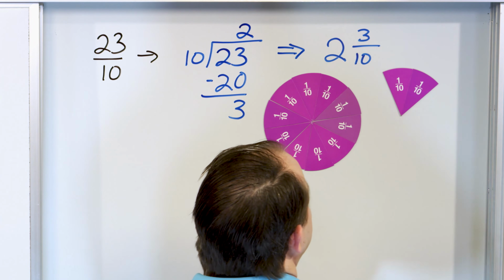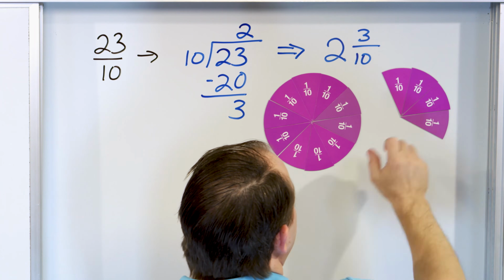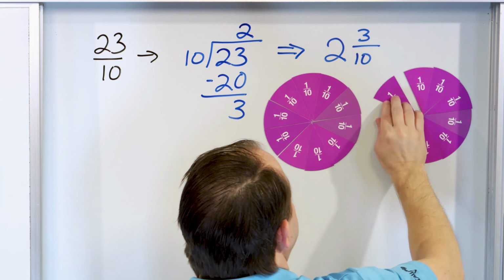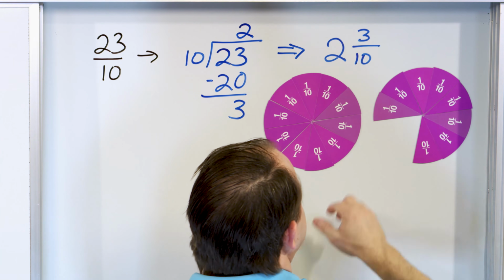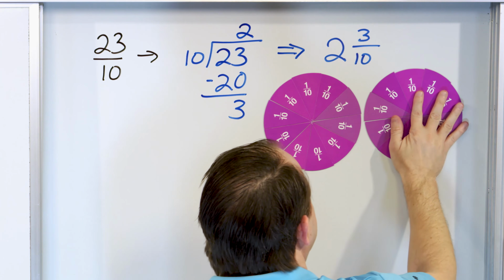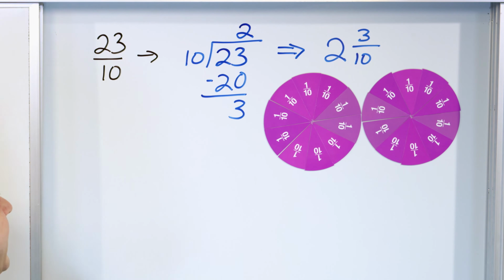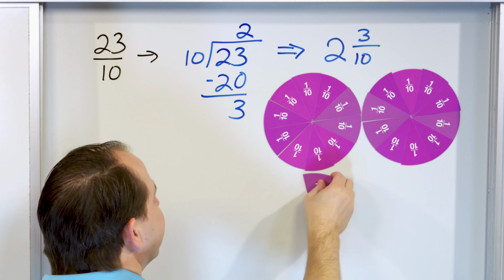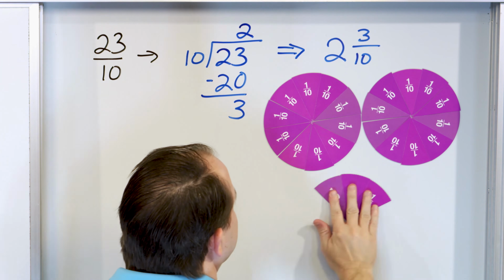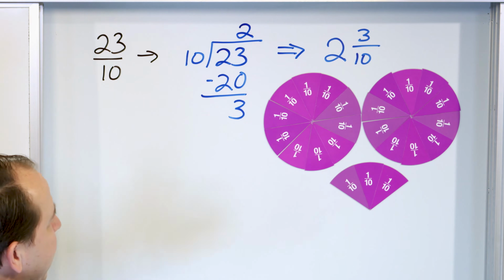There's 11 tenths, 12 tenths, 13 tenths, 14 tenths, 15 tenths, 16 tenths, 17 tenths, 18 tenths, 19 tenths, 20 tenths. Okay, 20 tenths, but I'm still not done. I have 23. So there's 20 tenths. Here's 21. Here's 22. Here's 23 tenths. 23 tenths. What do I get as an answer?